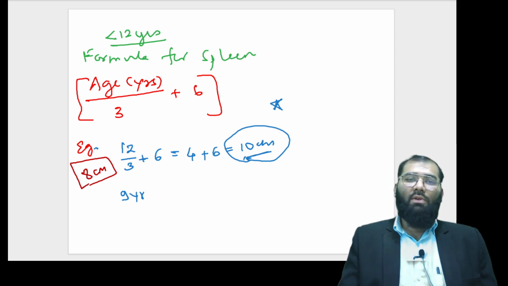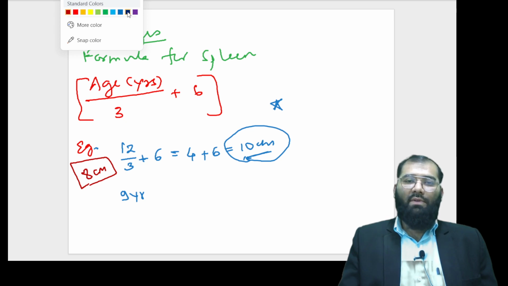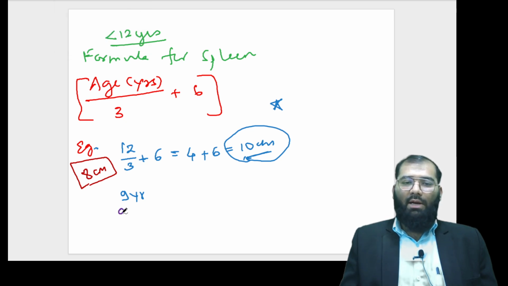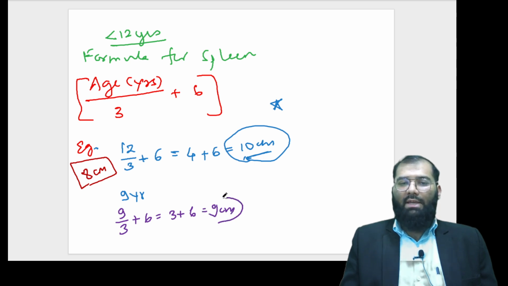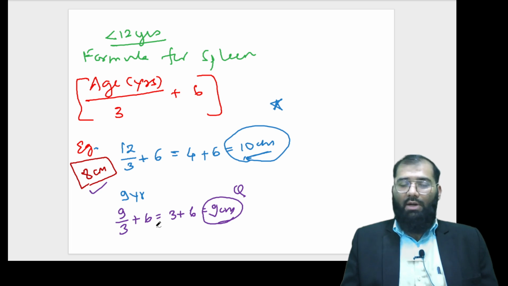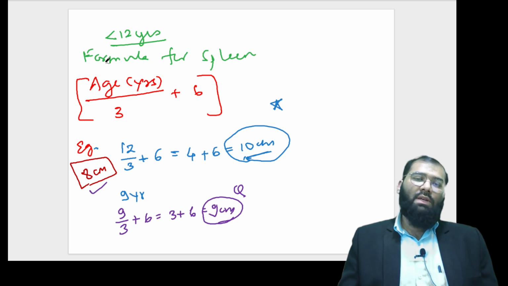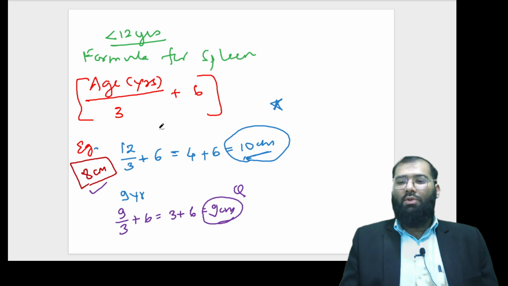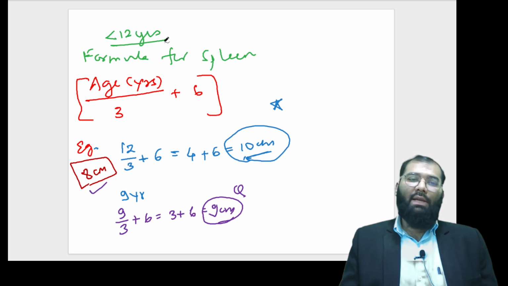The way to calculate is easy. You have to use the formula which we have discussed. So let us use the formula: 9 divided by 3 plus 6. That is 3 plus 6, which equates to 9. So the cutoff is 9 centimeters. That means in this patient the spleen can be there till 9 centimeters, so 8 centimeters is not an enlarged spleen. This is a very important formula to tell you the cutoff for splenomegaly in a pediatric population.